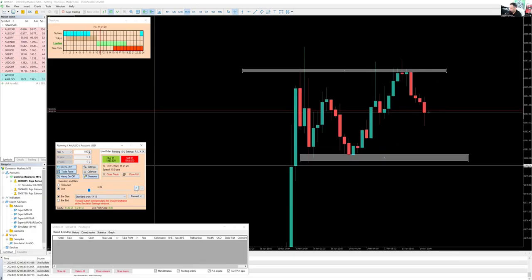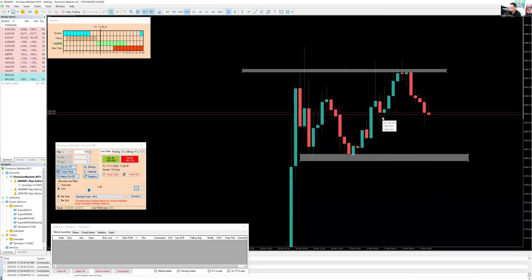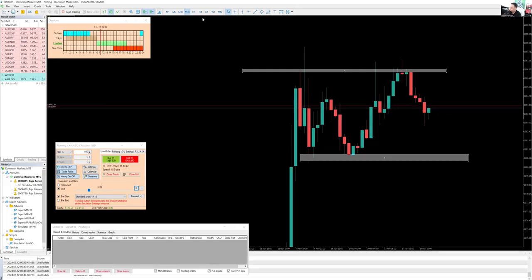I still need support to form, or something that I can recognize, like a good market structure. Because if I measure this range, this is like a 20 pip range, 21 pip range. What are you going to do in this range? You've got like a 1.5 pip spread, so it's going to get very difficult.